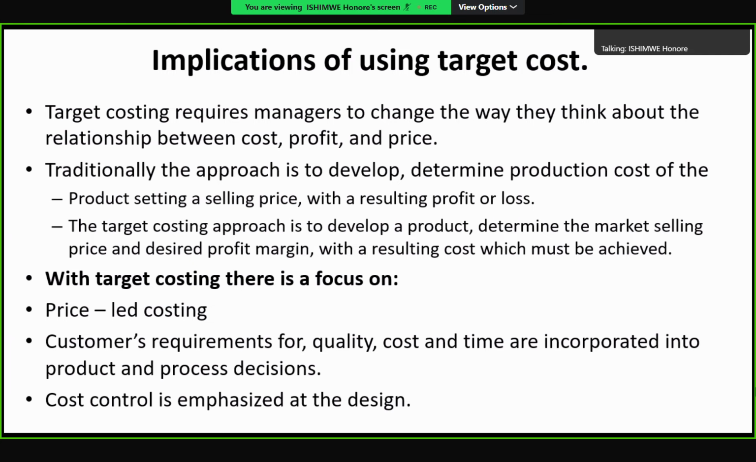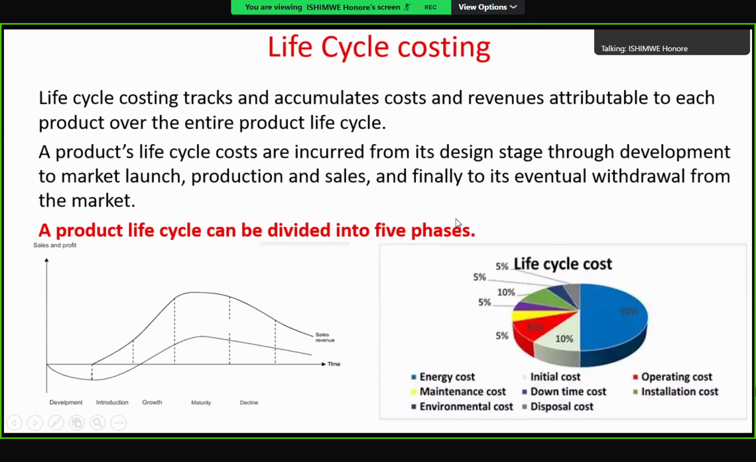Now, okay, life cycle costing. Target costing we ended. We'll go to life cycle costing. Life cycle costing is also a costing approach that tracks and accumulates the costs incurred for production of the product and all the revenues incurred for the product, attributable to each product over the entire product life cycle. So a product's life cycle costs are incurred from its design stage through development to the market launch, then production and sales, and finally to its eventual withdrawal from the market.